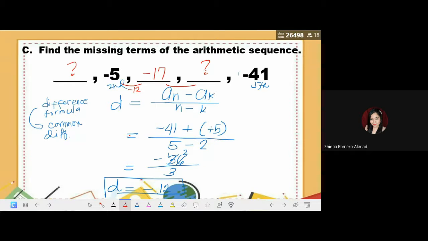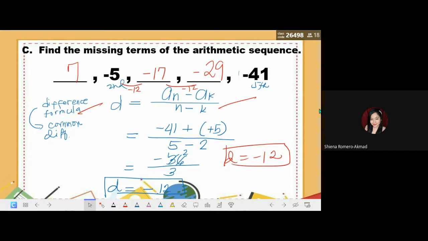Okay, sabi ni Kate, Nicole, negative 20. Try natin yung question mark. Negative 29, correct. Kasi plus negative 12 or minus 12. How about for the first term? Ayan, sabi ni Aretano, that is 7, correct. O, diba? Pag nakuha nyo na yung difference na negative 12, madali na para makuha yung mga terms. Okay? So, the easiest way to solve this is to look for the difference using the difference formula. Okay? Let's proceed.